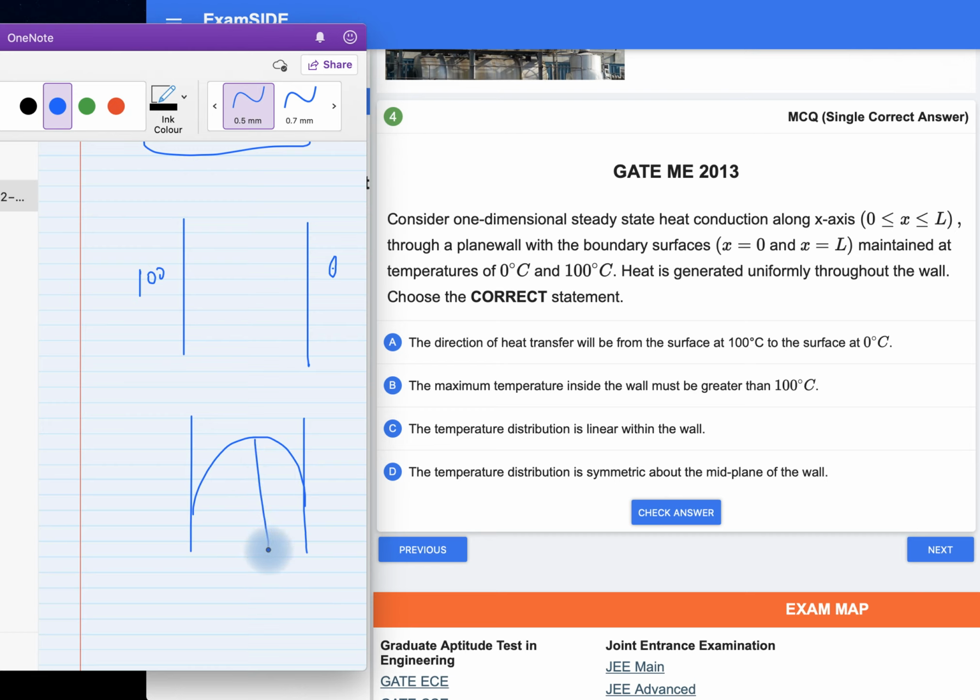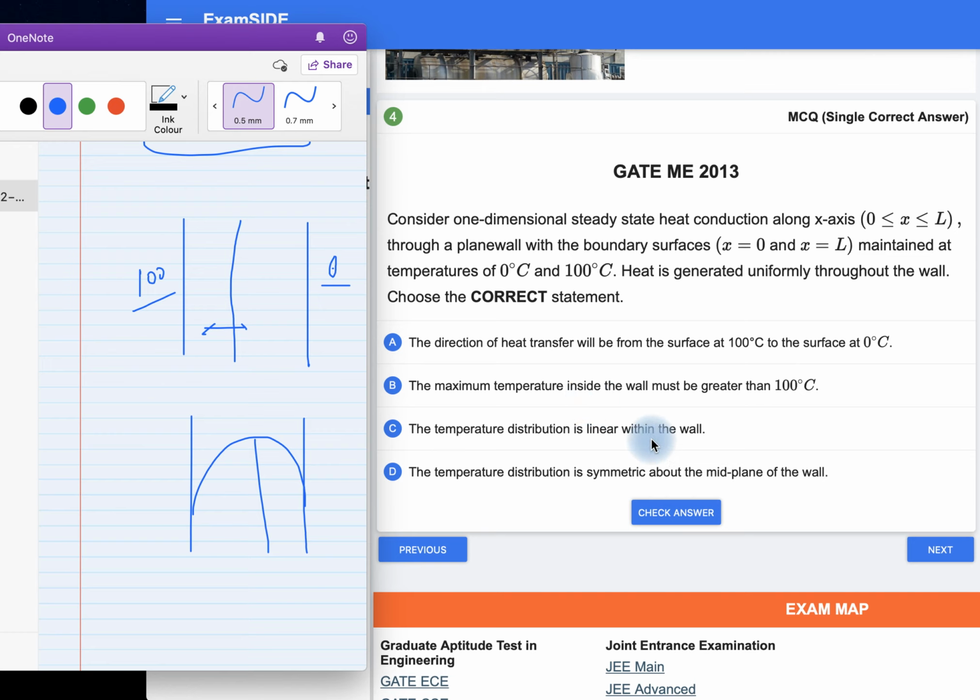and it will be maximum at the center. But now here the temperature is different on both sides, so consider the maximum temperature inside the wall. The direction of heat transfer will be from 100 degrees Celsius to the surface at 0 degrees Celsius. This is not correct. When heat is generated inside the wall, the heat will transfer in both directions. So this option is wrong. The maximum temperature inside the wall must be greater than 100 degrees Celsius.